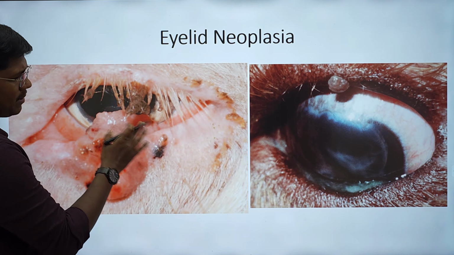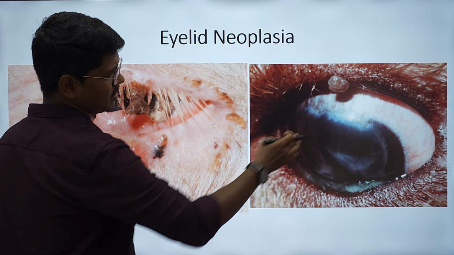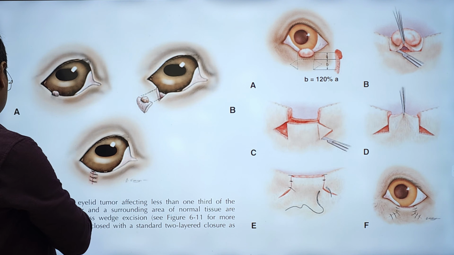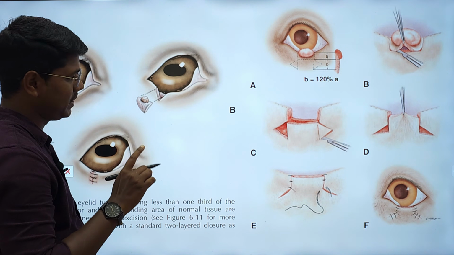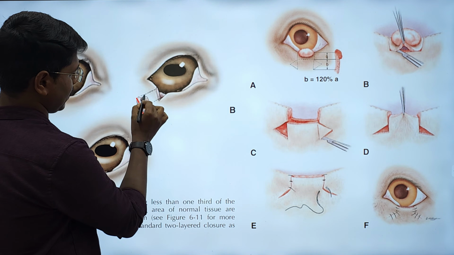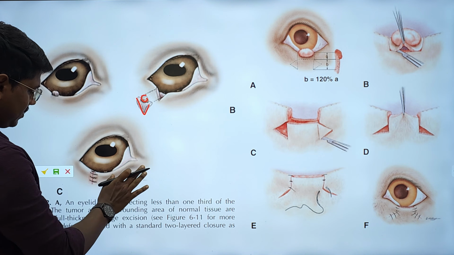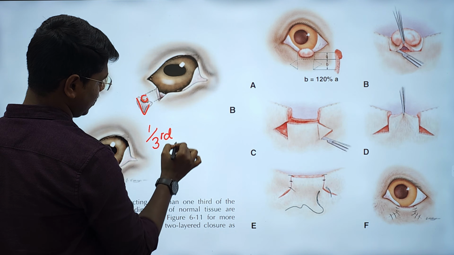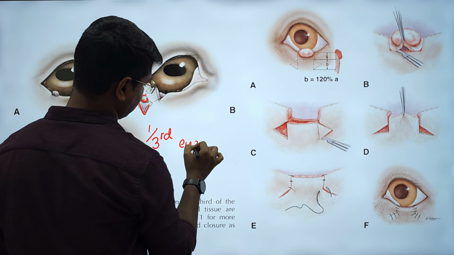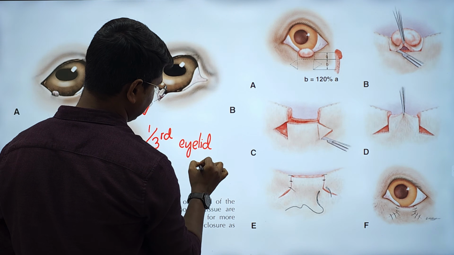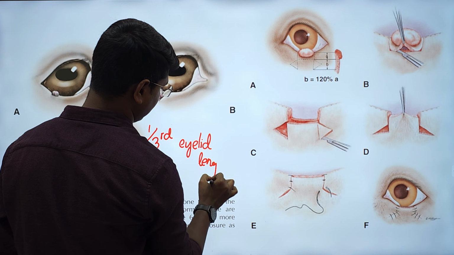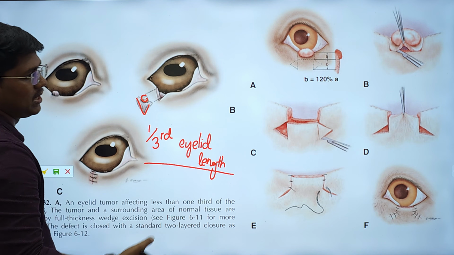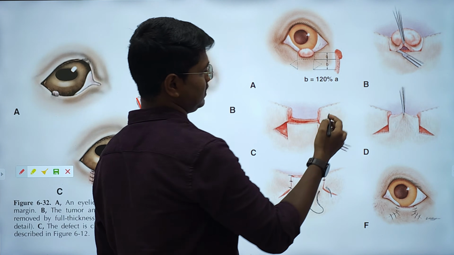Eyelid neoplasia, it can be squamous cell carcinoma, all those things. Here you can see melanoma, a small one. The surgery, I told you, wedge resection is one of them. Okay, wedge resection, the affected part is removed. I told you already, when the lesion is less than 1/3 of the eyelid length, then this particular method can be used. That is wedge resection. When it is more than 1/3, then you have to go for H-plasty. This is H-plasty.